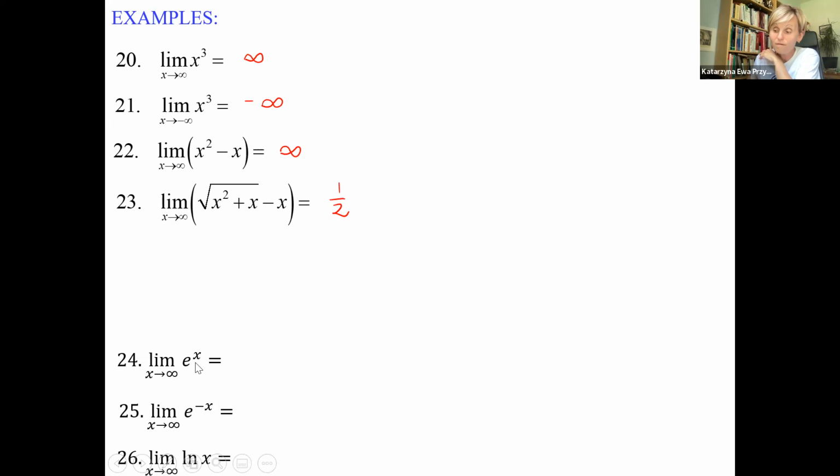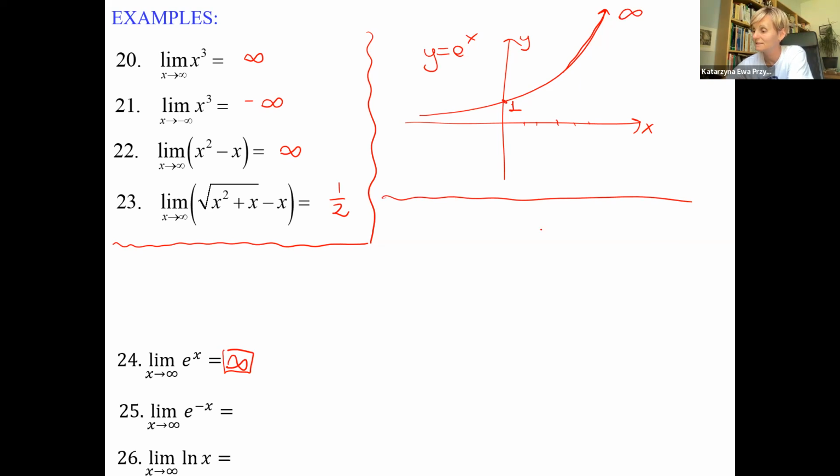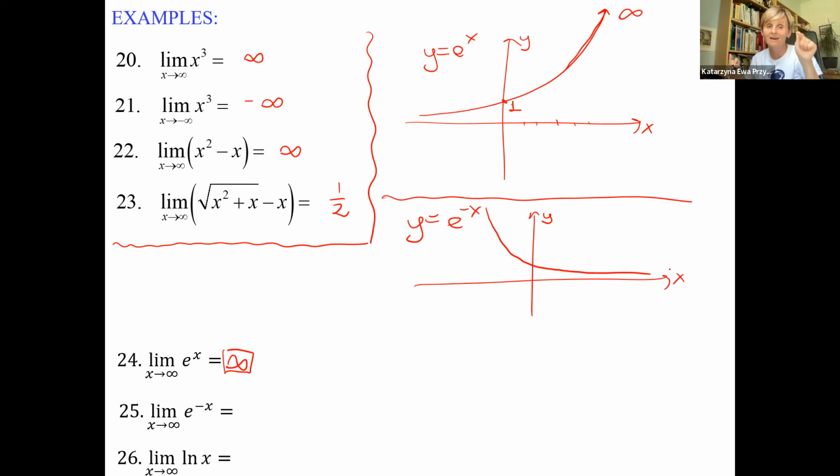That's the end behavior of the functions e to the x, e to the negative x, ln of x. We know how they look from pre-calculus, and they are quite important models. e to the x is the exponential function and looks like this. As x is getting bigger and bigger, e to the x will be even bigger, infinity, really fast. Now the other way, e to the negative x will be the inverse, because when we put a negative in front of the x, we get the mirror image with respect to y.